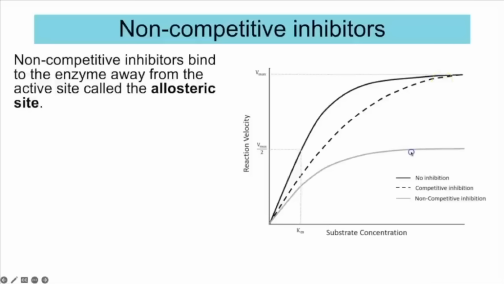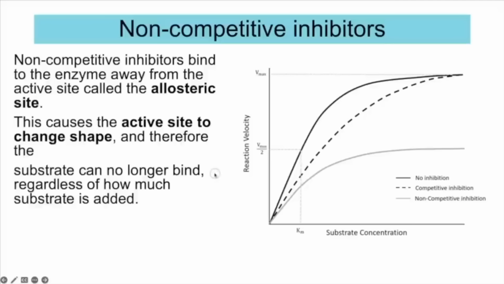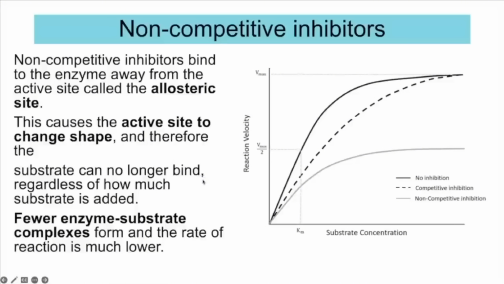The non-competitive inhibitors, though, these bind onto the enzyme at a position other than the active site, and we call that the allosteric site. Because the inhibitor is bound to the enzyme, it causes the protein to change shape, and therefore it changes the shape of the active site and the substrate can no longer bind, regardless of how much is added. And that's why we see there is a lower rate and even plateaus at a lower rate. And it doesn't matter if you continue to add more and more substrate.